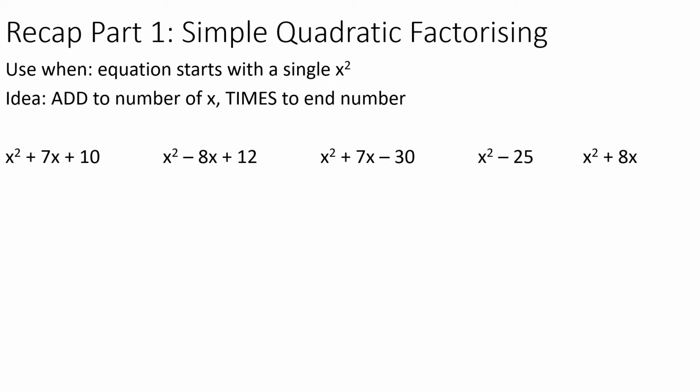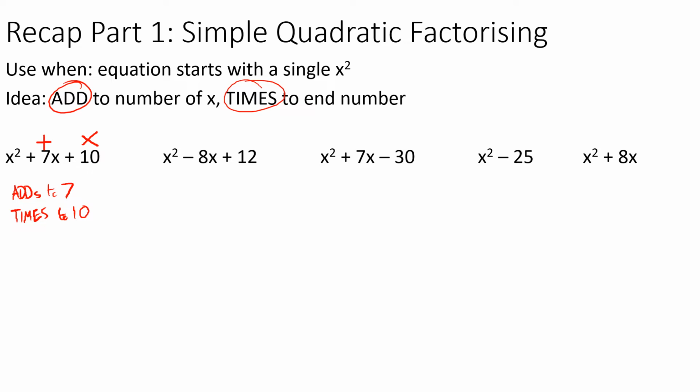And there's 3 levels, I suppose, of factorising that we've gone through this year, mainly in chapter 6 if you want to go back to your notes. And the simplest one was if we just start with a single x squared. That's the old add and times. So we add to the number of x, which in this case is 7, and we times to the number, which is 10. So you think, okay, well, what adds to 7 and timeses to 10?